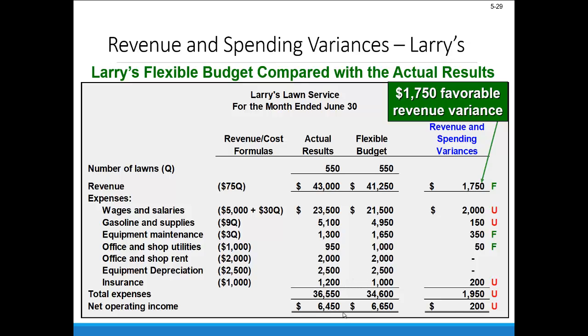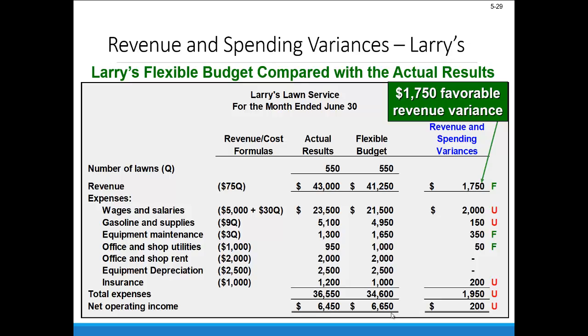So bottom line net income was $6,450. Flex budget said it should have been $6,650, so we had a small difference there of $200 unfavorable. Again, we've spoken about the individual line items that made up that overall difference. This does highlight, though, an important point.